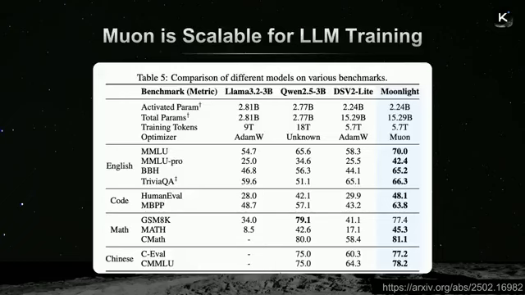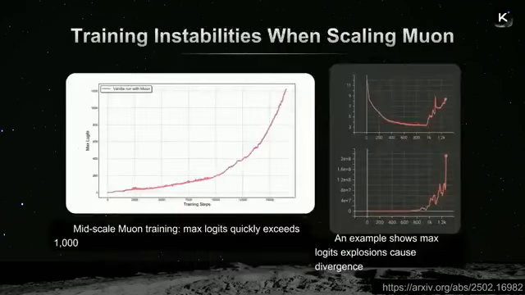These are some of the results that we presented in the paper. As you can see, with the same number of parameters and the same number of training tokens, we just replace the original AdamW optimizer with the new Muon optimizer, and it improves the performance across the board significantly. But there was a new challenge that we encountered when we tried to scale it up further.